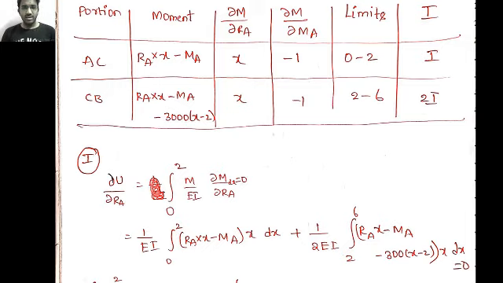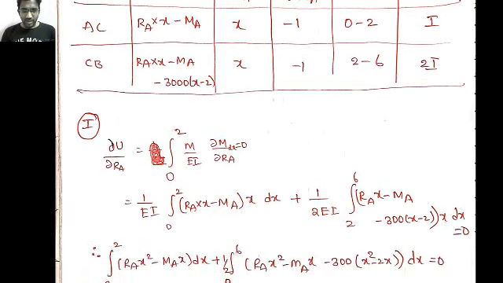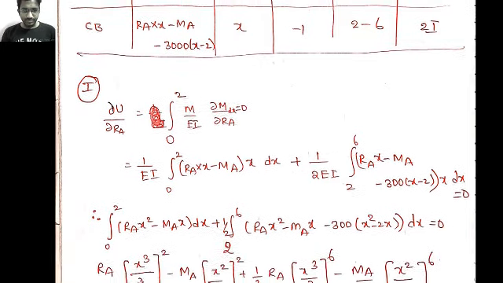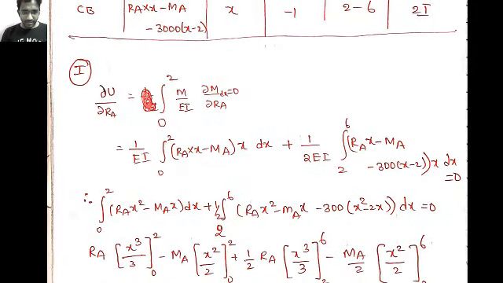This is the moment. What about ∂M by ∂RA? It is x. Okay, this is the first redundancy calculation, and it must be equal to 0. So after the product, the AC portion is integral 0 to 2 of RA x square minus MA x dx, and for the BC portion, integral 2 to 6 of RA x square minus MA x minus 300 into x square minus 2x dx is equal to 0.